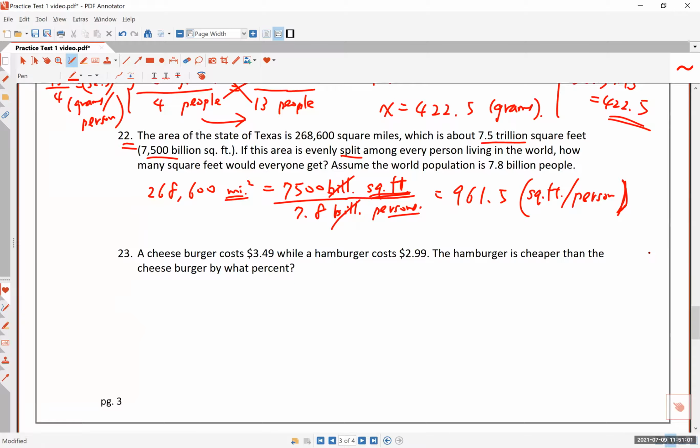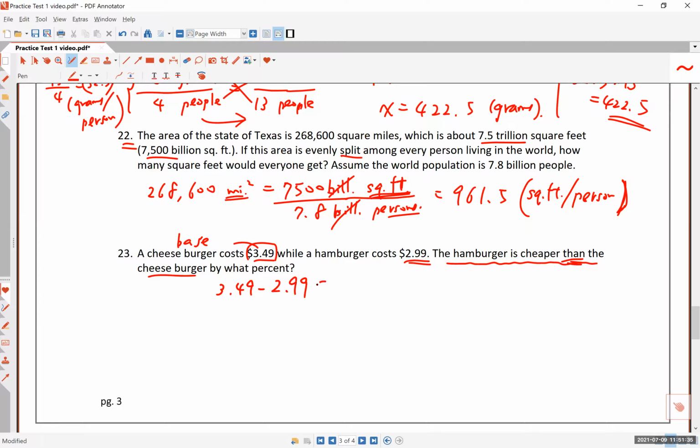Number 23, a cheeseburger costs $3.49, while a hamburger costs $2.99. The hamburger is cheaper than the cheeseburger, of course, by what percent? Now notice here what the reference number, the base number, is. The question is saying the hamburger is cheaper than the cheeseburger, right? So the cheeseburger price must be the reference, the base. Did you get that? Because the hamburger is being compared to the cheeseburger. So first, let's find the absolute difference.